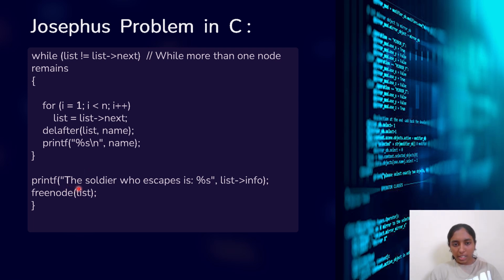Next, printf prints the soldiers who have escaped. Here it points to the list info. After the loop ends, one soldier is left, so it prints the name as the survivor, then frees the last node's memory using the freenode function. This code is efficient and uses basic linked list operations to model the entire problem. So next, let's go into the next slide.